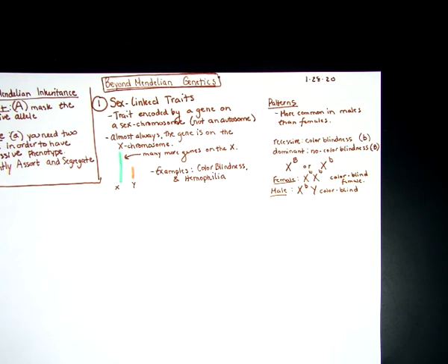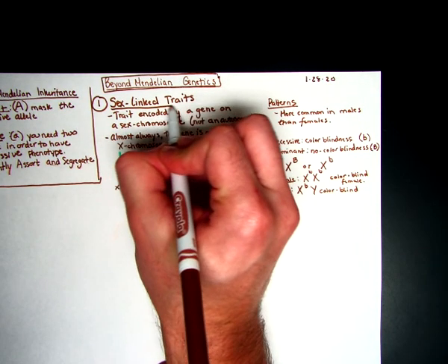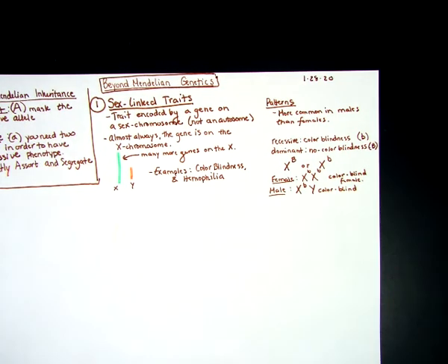So, what we're going to do is look at how this plays out in an actual pedigree. So we're going to put this aside just for a moment. So sex-linked traits, first example of a non-Mendelian inheritance. So let's look at how this looks in a pedigree.